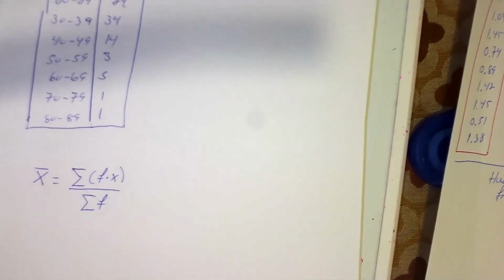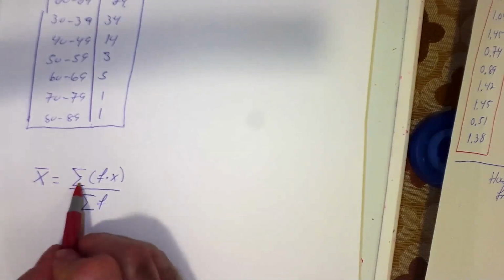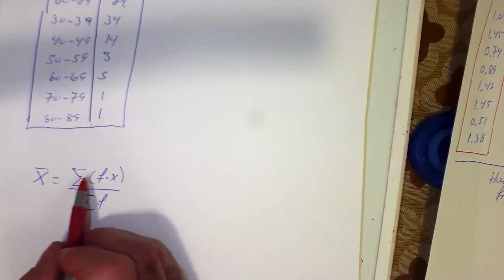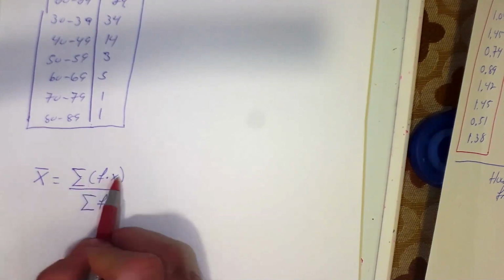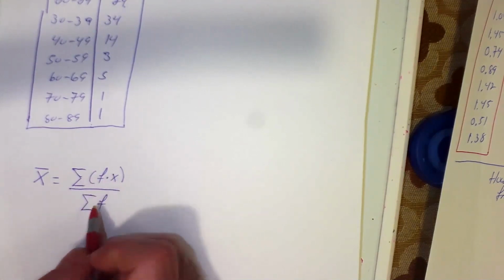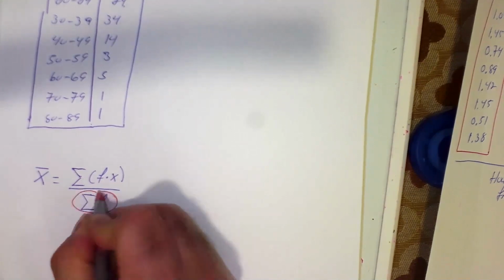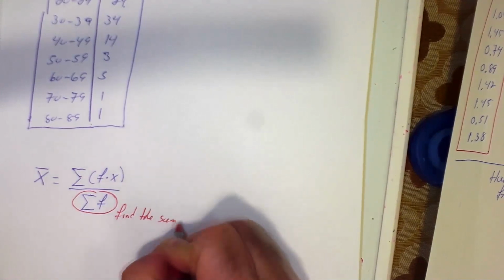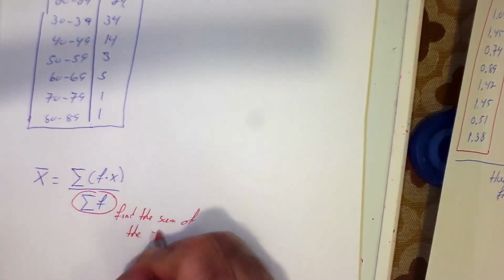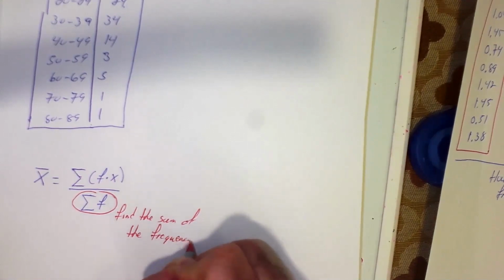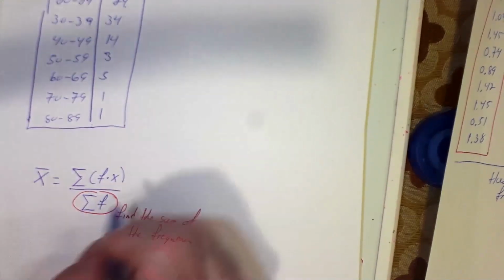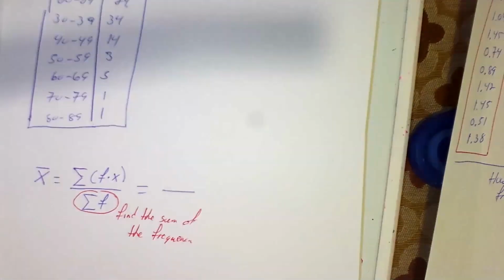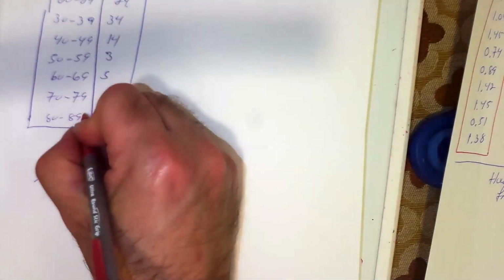Do you recall what this sideways M was? Remember this sigma, this is a capital sigma. This symbol means the sum of. The top part is difficult, so let's do the bottom part first. The bottom part is saying find the sum of the frequencies. That's easy. All you have to do is add this whole entire column.